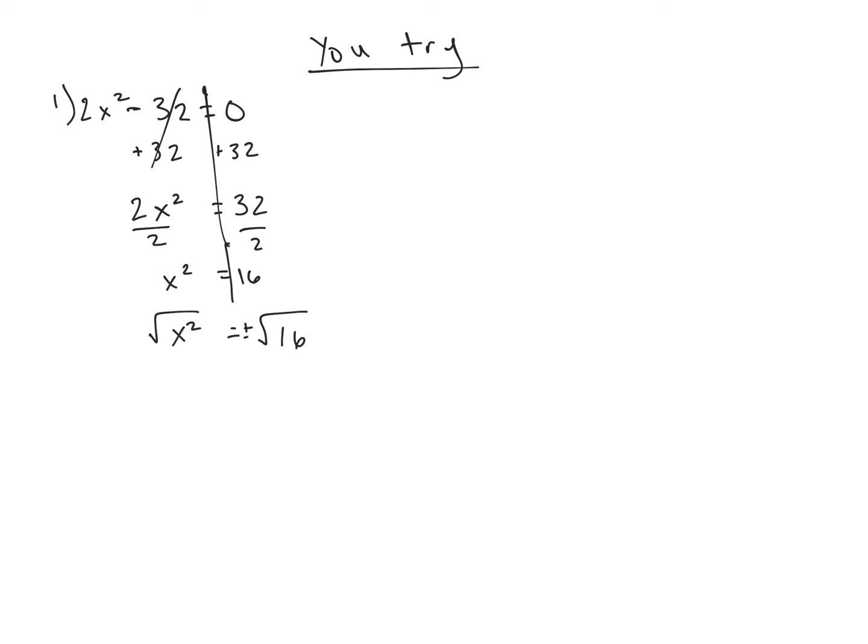All right, so working that out, I moved my 32 first by adding it to the other side. Then I divided by 2. 32 divided by 2 makes 16. When I take the square root of both sides, I have to remember to put that plus or minus on the square root of 16. And then the square root of 16 is 4, right? So hopefully you put plus or minus 4 on this one. So that's the first you try.